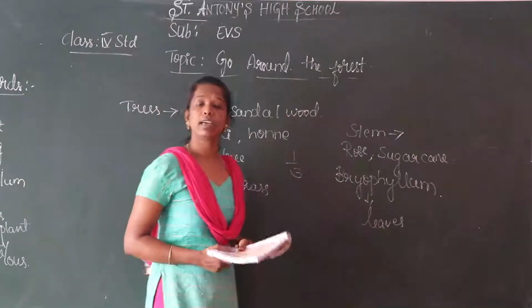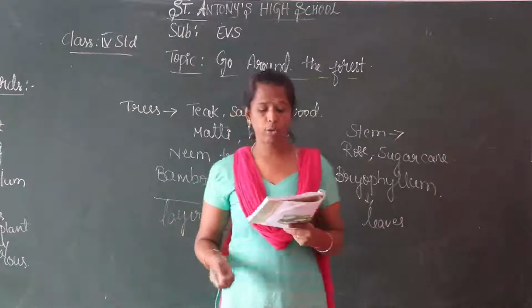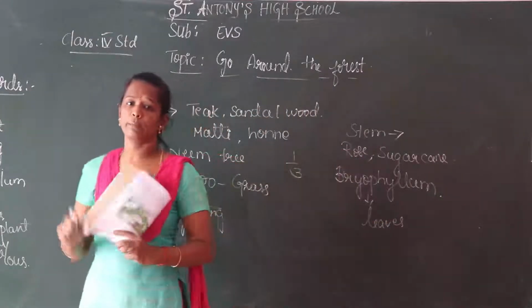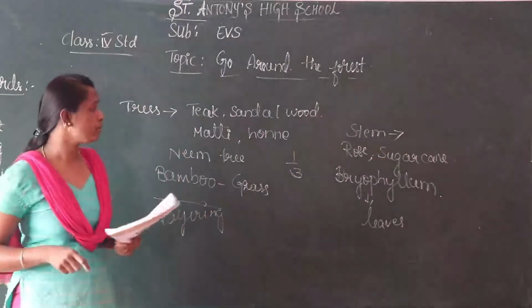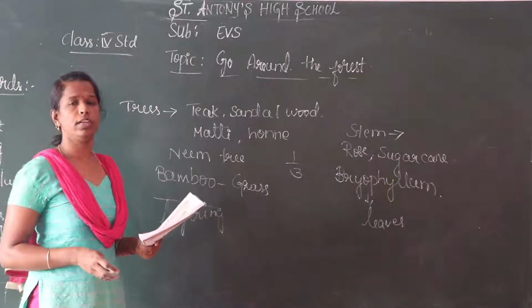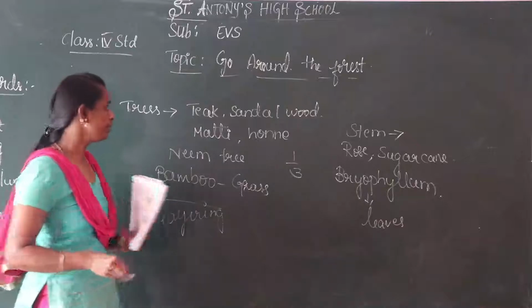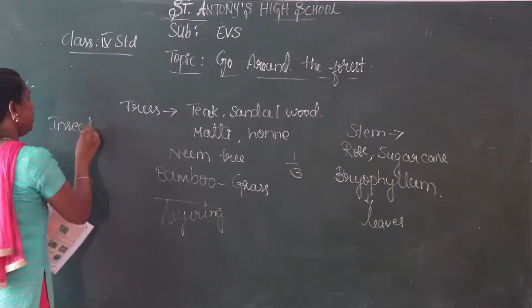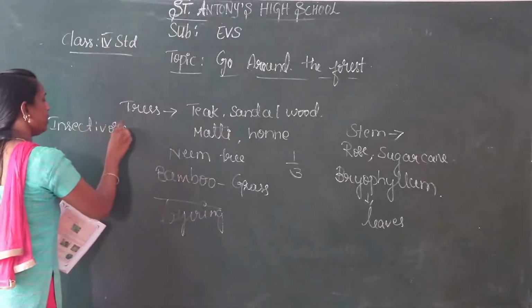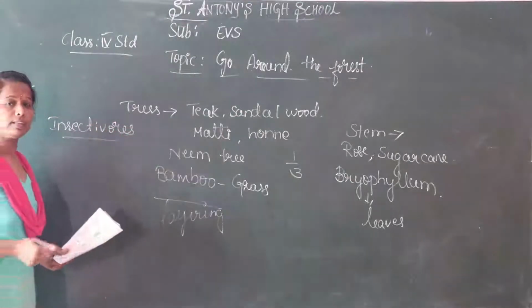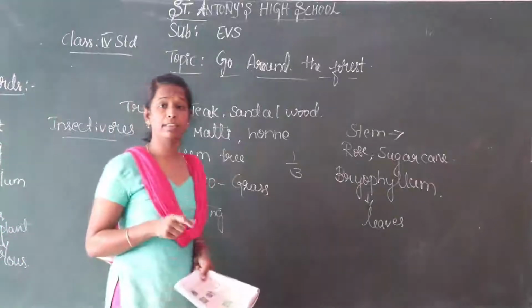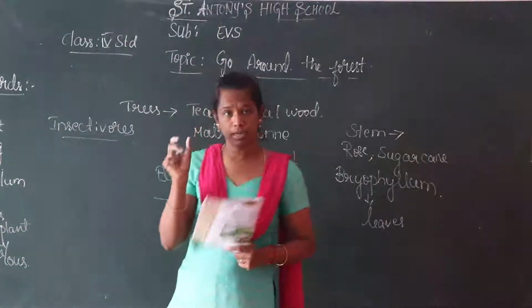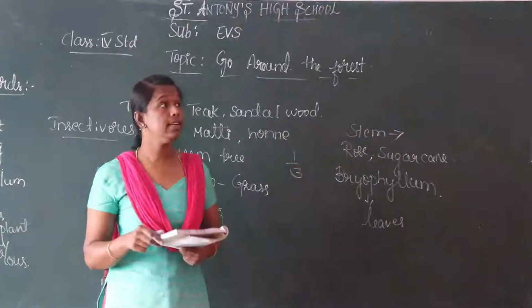The plants such as pitcher plant, drosera, cobra lily, and Venus flytrap belong to insectivorous plants. What are insectivorous? Insect eating animals are called insectivorous. Insectivorous means insect eating. Insect eating animals, you know that, frogs, some birds, and lizards.